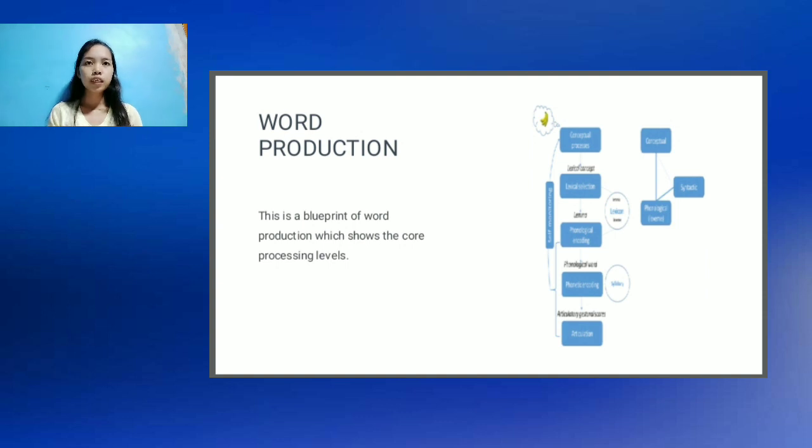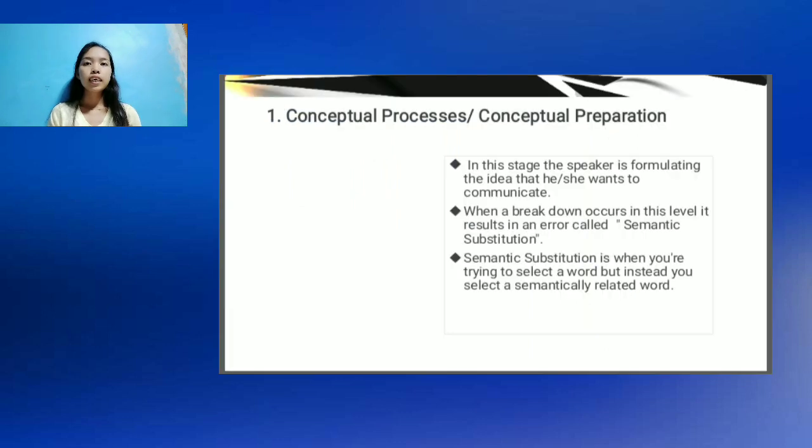Here is a blueprint of word production, which shows the current processing levels. First is the conceptual processes or the conceptual preparation. In this stage, the speaker is formulating the idea that he or she wants to communicate. When a breakdown occurs at this level, it results in an error called semantic substitution. Semantic substitution is when you're trying to select a word, but instead you select a semantically related word. Example, if you're trying to say, I was walking my dog, but instead you said, I was walking my cat.